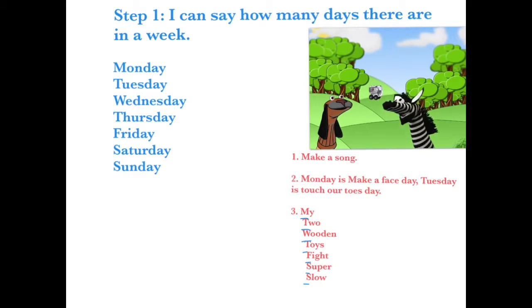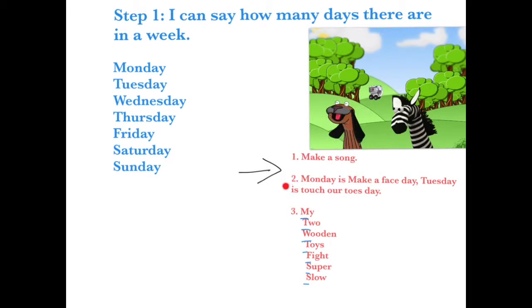Well, this part is pretty straightforward. The days of the week include Monday, Tuesday, Wednesday, Thursday, Friday, Saturday and Sunday. There are some great ways in order to remember these. 1, you can make a song out of it. 2, you can label each day with something special you do. For instance, Monday is Make a Face Day. Tuesday is Touch Our Toes Day. Or 3, you could take the first letter from each day and make a new sentence. Like mine. Mine says, my 2 wooden toys fight super slow. Why don't you try to come up with your own?